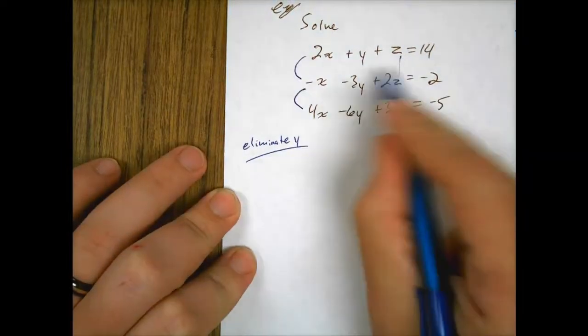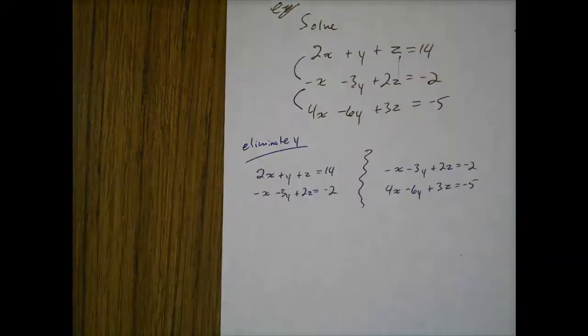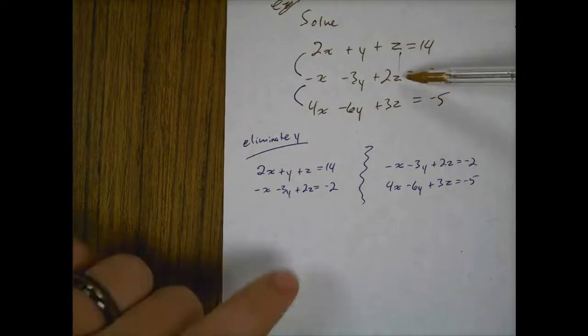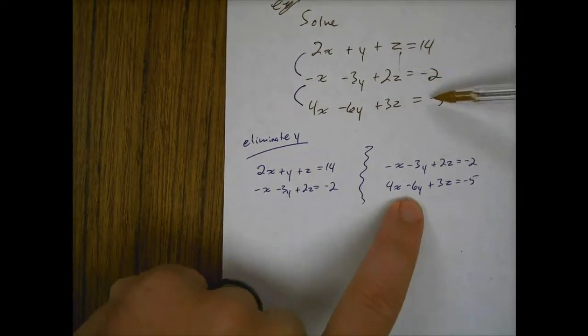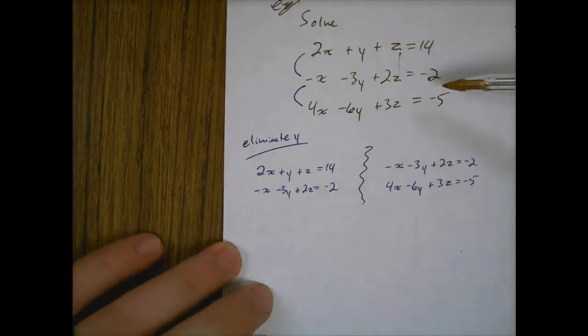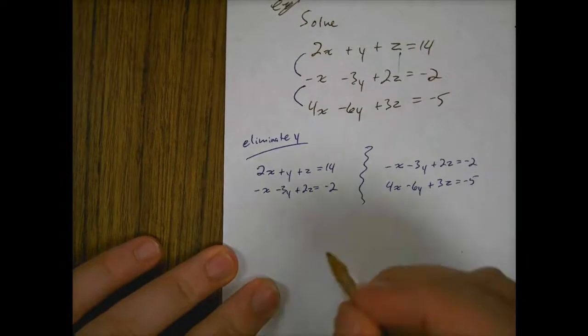So I take the first 2 equations and I take the second 2 equations, and I'll set that up real quick. That's what it would look like setting up both of those equations. Notice I took the first 2, and then I took the second 2. I'm going to eliminate y in both of them, and then we'll come out with another pair of equations that we can eliminate something else.